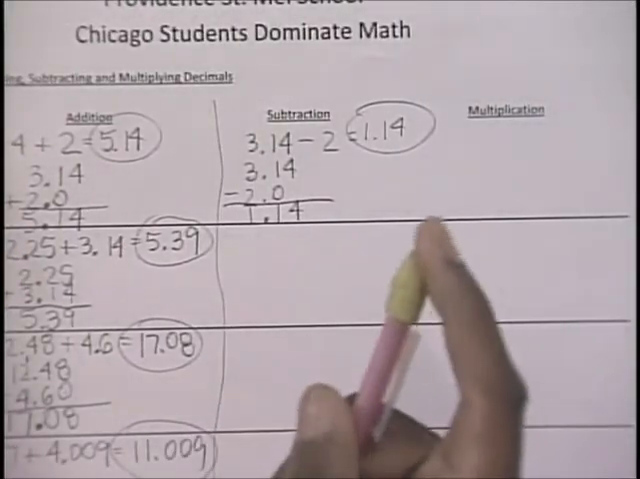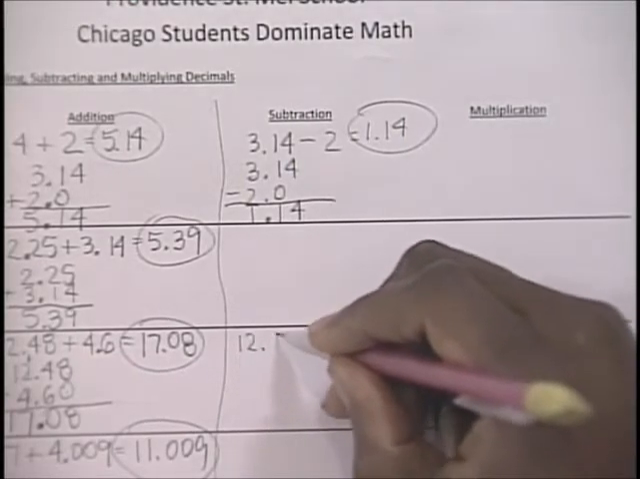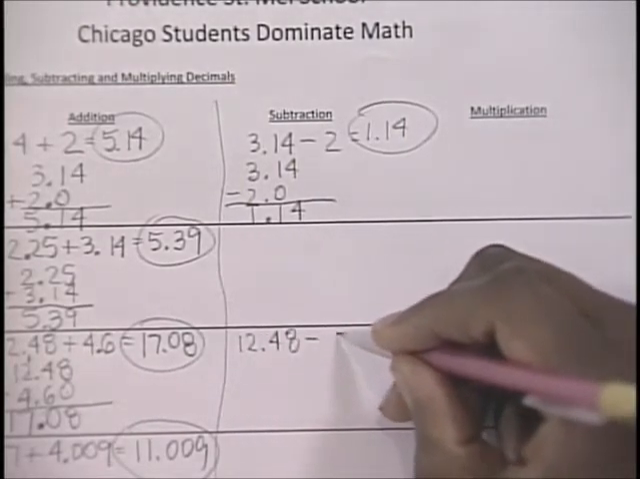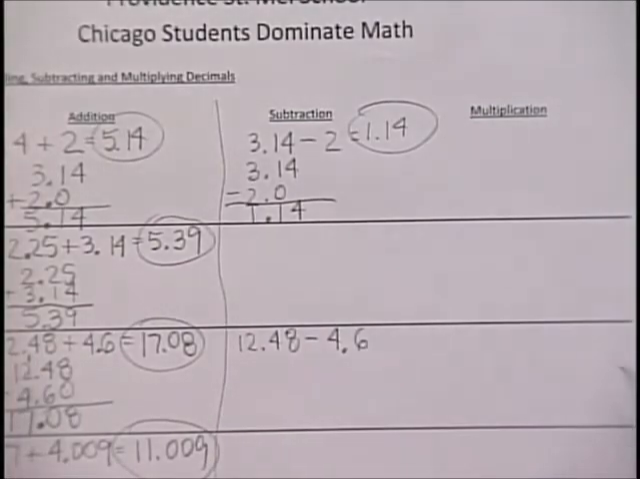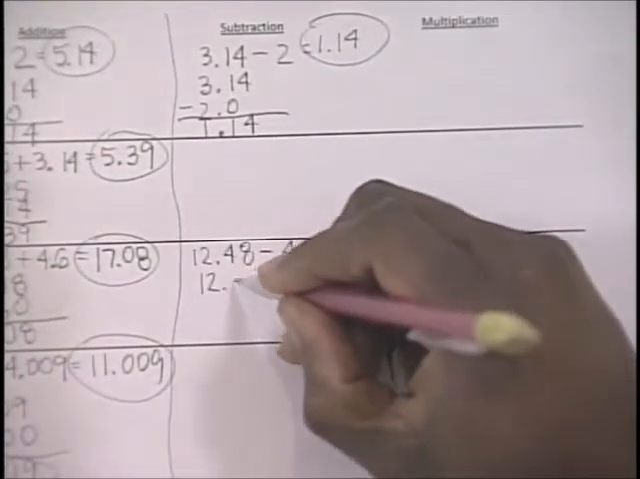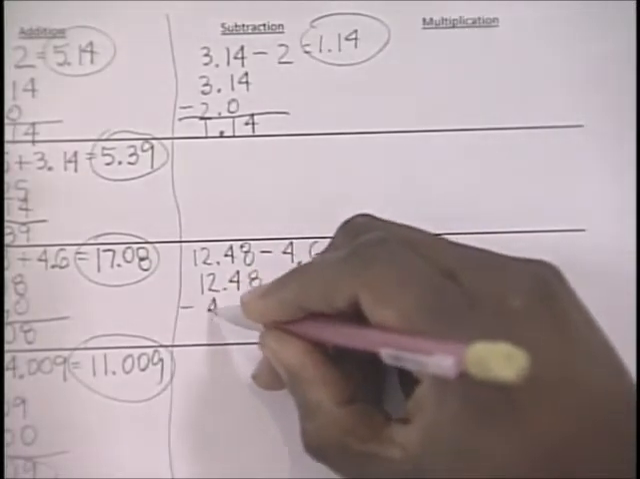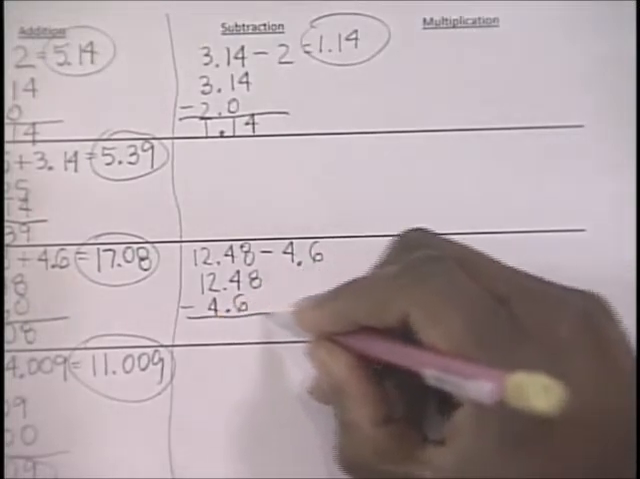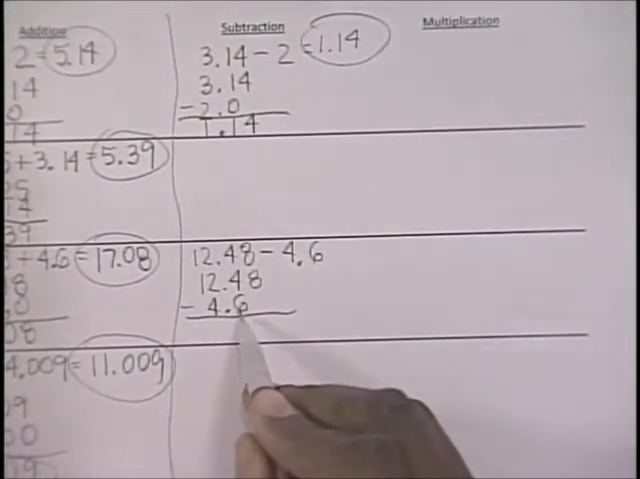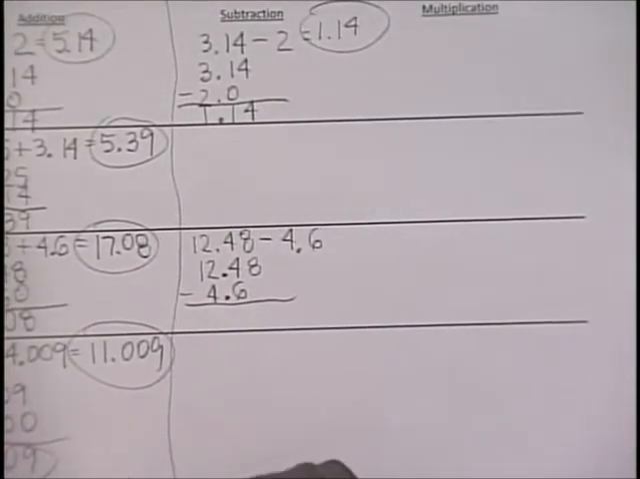Let's take a look at 12.48 minus 4.6. If we're subtracting, let's line up our decimals again. 12.48 minus 4.6. I intentionally put the 4.6 so that this decimal point is directly beneath the other decimal point in the first part of my problem.